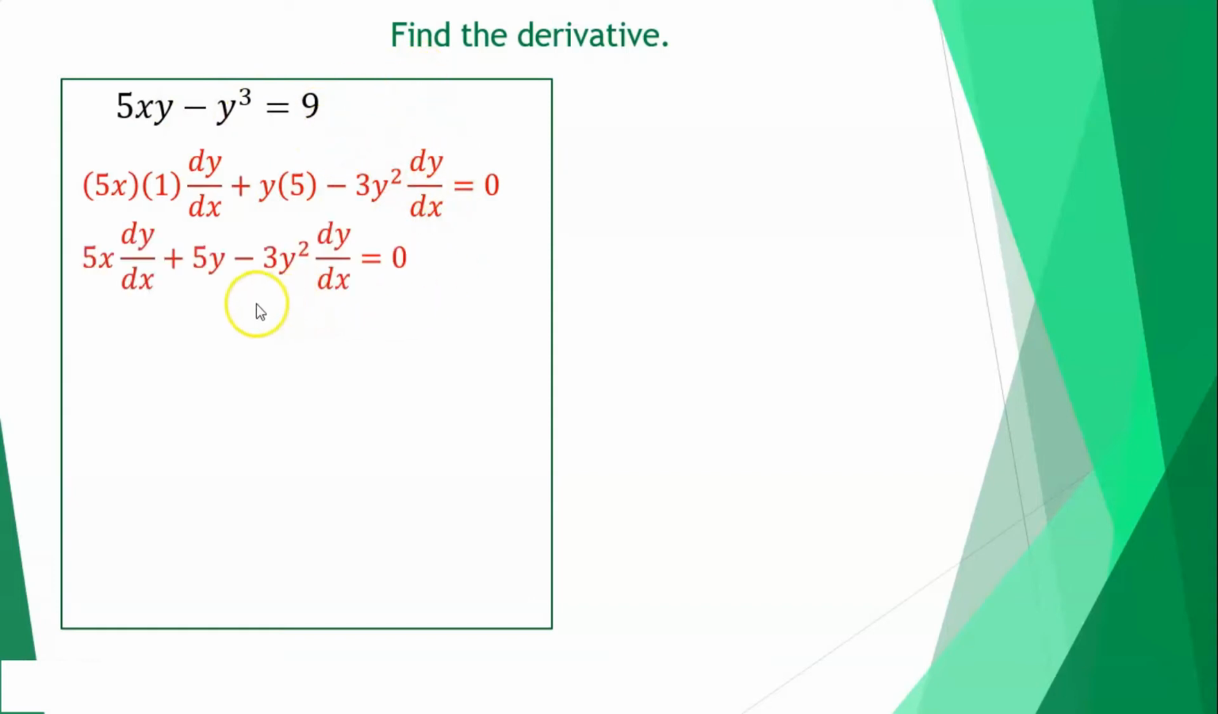Now at this point, we'll get this. Group all the dy/dx terms on one side, then transfer 5y to the other side. That would become negative 5y.